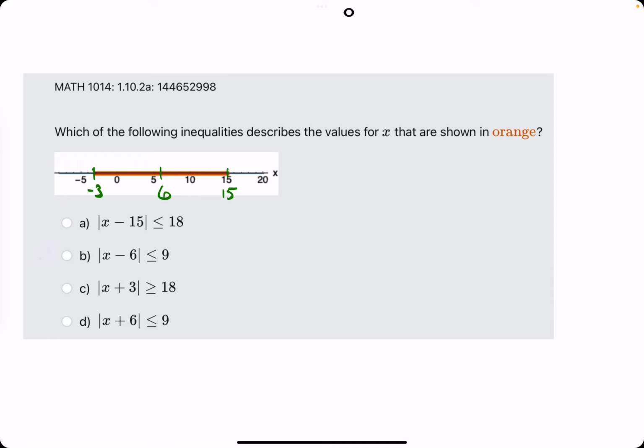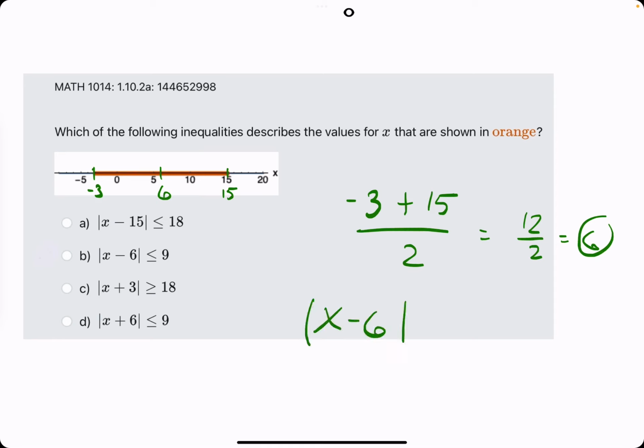If you were having trouble finding it just visually, you could definitely just do -3 plus 15, the two endpoints added together and then divided by 2. That'd be 12 divided by 2, which is 6. So that's one way of finding it. Anyway, 6 is our center, which means x minus 6, the opposite of that value, should show up in the absolute value bars, which gives away our answer.